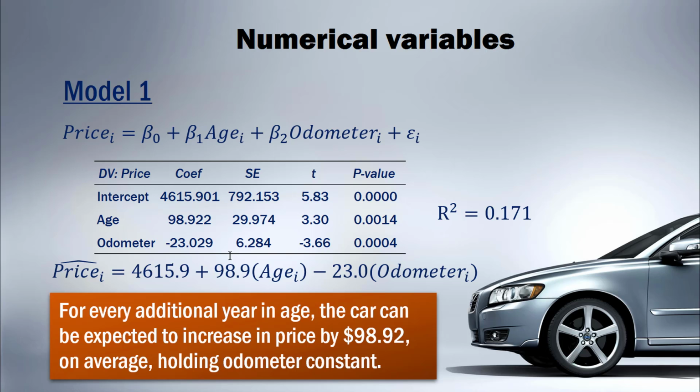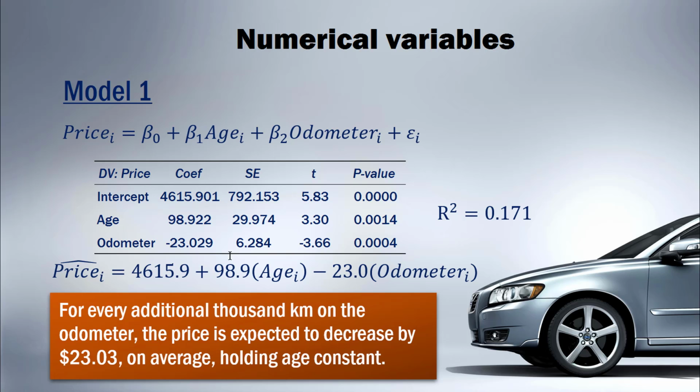Let's interpret what the coefficient of odometer means. This tells us that for every additional 1,000 kilometers on the odometer, because don't forget this variable is provided in thousands, the price is expected to decrease by $23.03 on average, in this case holding age constant. So what we've done here is that we've presumed that the relationship between price and age and the relationship between price and odometer are both linear.